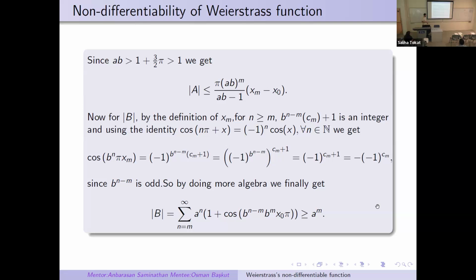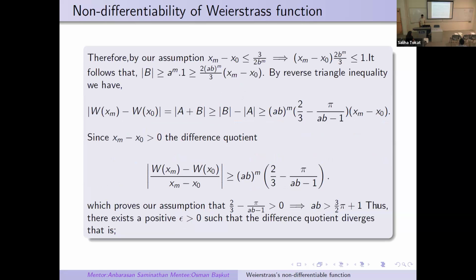A longer algebra is needed. So we use our definitions from the first case, and using this nice identity of the cosine function, we get this equality here. We substitute it and, doing more calculations, we finally get a lower bound for B, as here. Therefore, by substituting the definitions into the above inequality, we get this inequality. By multiplying both sides by a to the power n, we finally get a nice lower bound for the absolute value of B this time. You can see it here.